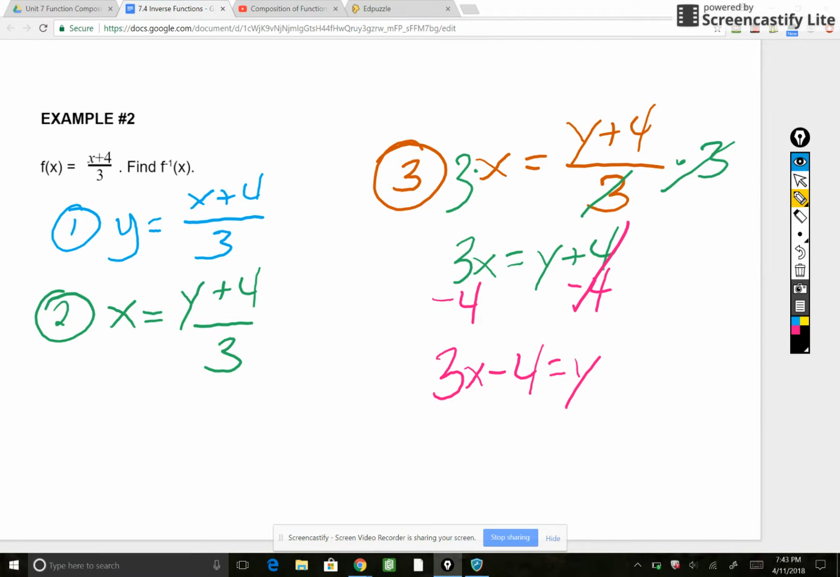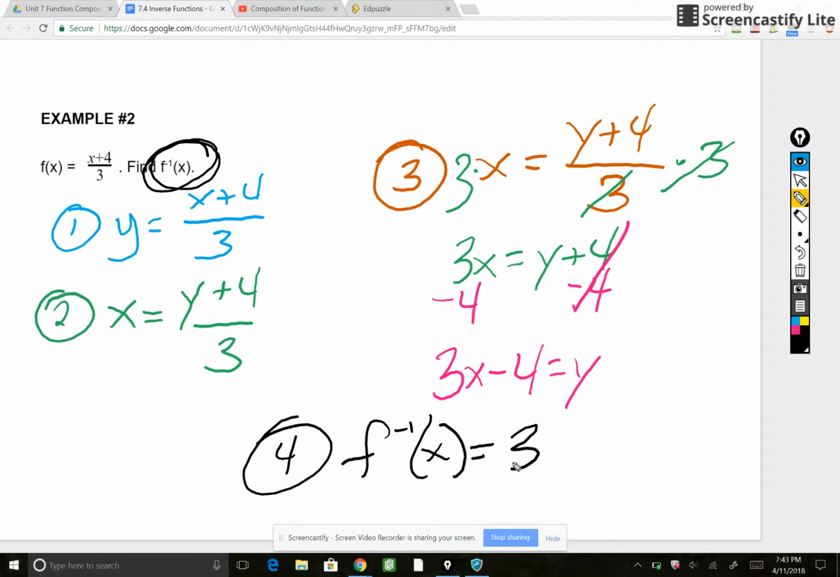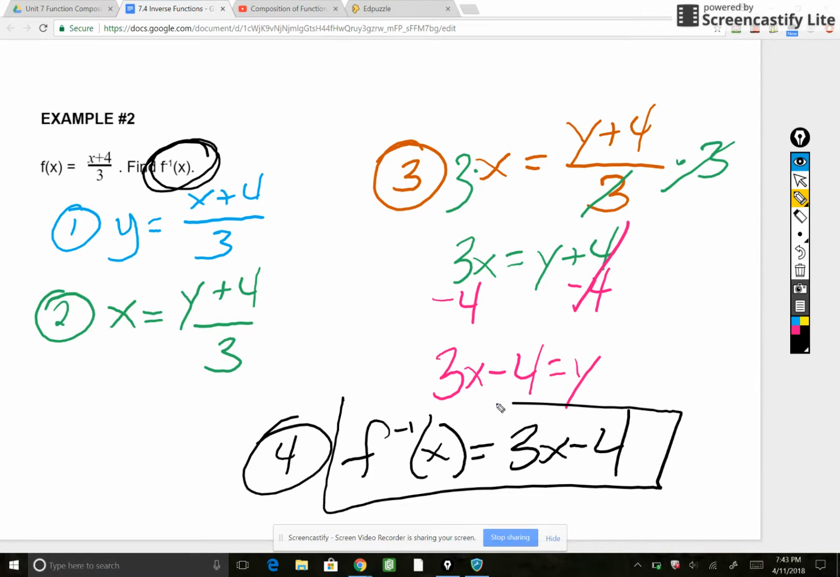Once you get your y alone, the last step is to write it with the inverse notation. So the inverse of f equals 3x minus 4. There's your final answer. So when you're finding inverses, look at your equation, and it should kind of look like you're undoing something. Like in this original equation, I was adding 4 and dividing by 3. So I know my inverse is probably going to be subtracting 4 and multiplying by 3 in some manner, which it is: multiplying by 3 and subtracting 4. So it's just undoing what you originally have.